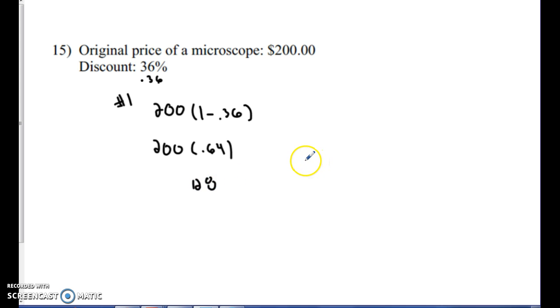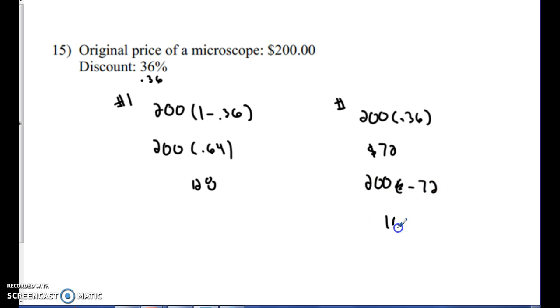Okay? Or I can do this. I'm going to take $200 and multiply it by 0.36, which turns out to be $72. And that's how much I'm taking off the 200. And I get $128 to be my price. That's how I do discounts. I'm going to ask you guys to try the other ones in a second.